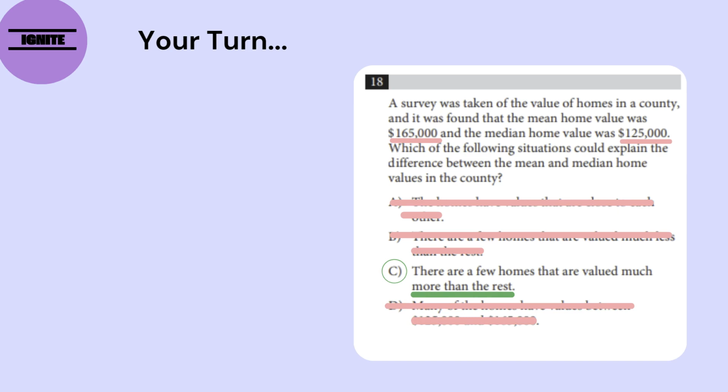And it's important to remember that drawing graphs on these questions will help a lot. The relative placement of the mean and median will always show the skewness.